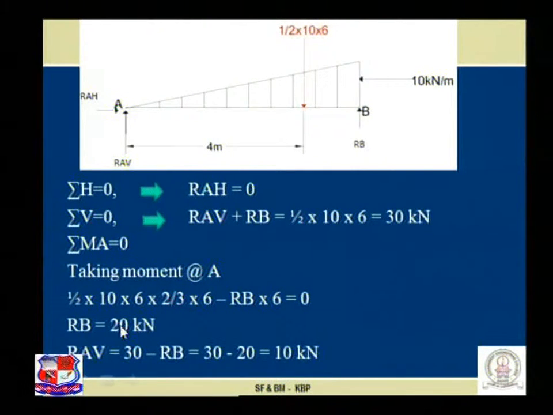By replacing the value of RB in the equation RAV plus RB is equal to 30, we replace RB with 20 and achieve RAV equal to 30 minus 20, which is 10 kilonewton. So using the first step, we are able to find the unknown parameters, that is the support reactions.